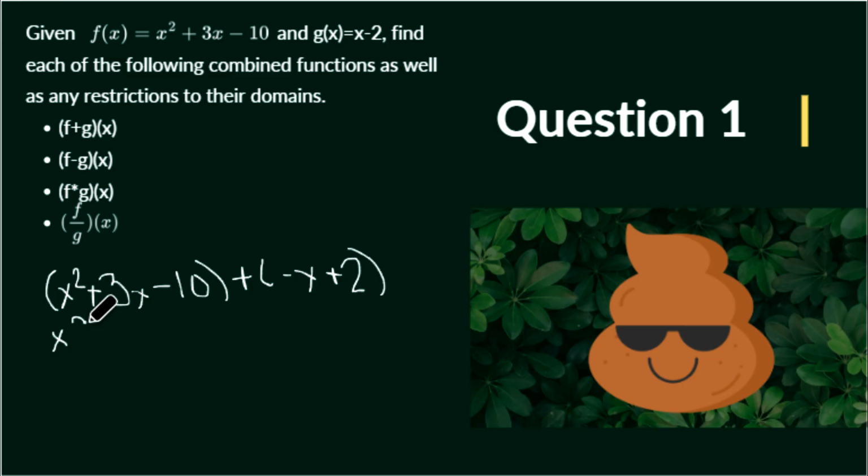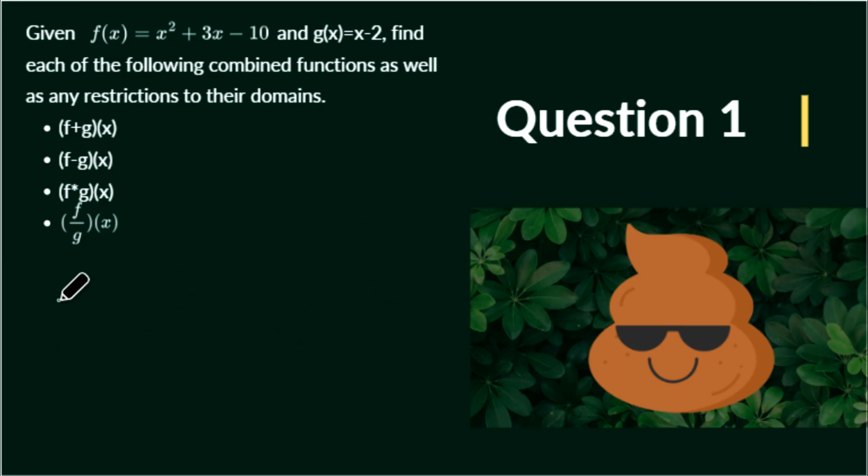X squared goes first. 3x minus x becomes 2x. Negative 10 plus 2 becomes negative 8. And there's your formula for the second one. And it will be all real numbers.